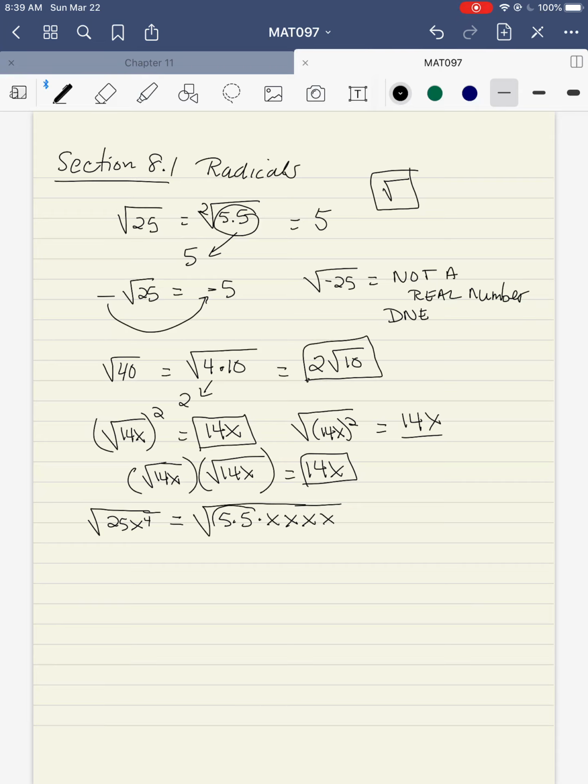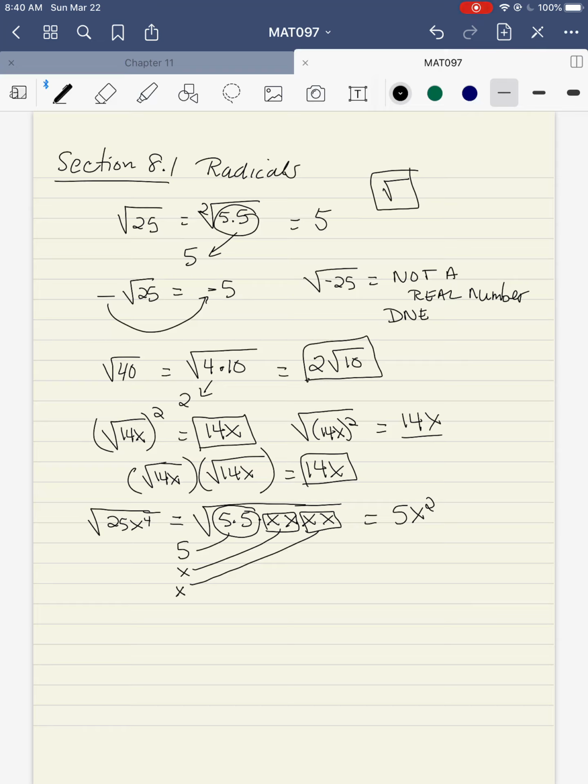So when I'm looking at this as a whole and I'm grouping things in 2, the group of 2 5s comes out as 1 5. This group of 2 x's comes out as 1 x. And this group of 2 x's also comes out as 1x. Notice how there's nothing left under the square root. That means this is a perfect square. So whatever came out is all multiplied on the outside. So the answer to this would be 5x squared.